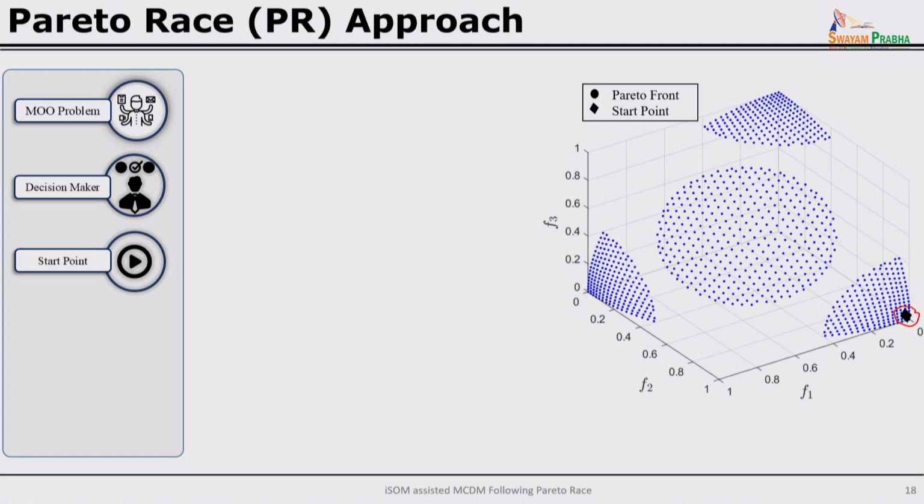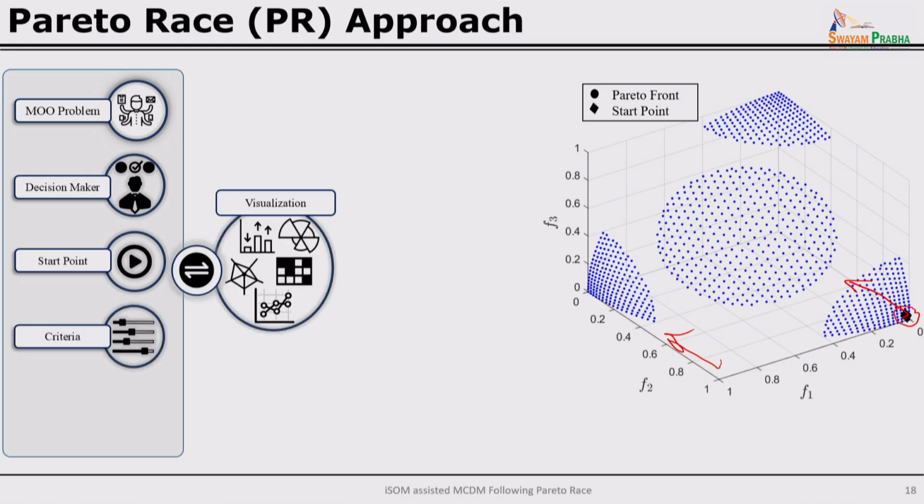For example, if I take this particular point, it has a very low F1 value, a very high F2 value, and a very low F3 value. Maybe the decision maker wants, okay, I don't like the F2 value, I want to change this F2 value. So they can give some direction like this. When they move in this particular direction, the F2 value starts improving. So now it is 1, which is the maximum, it will improve. This is called a criteria, basically which objective function they want to improve and which objective function they want to compromise. So this is the criteria.